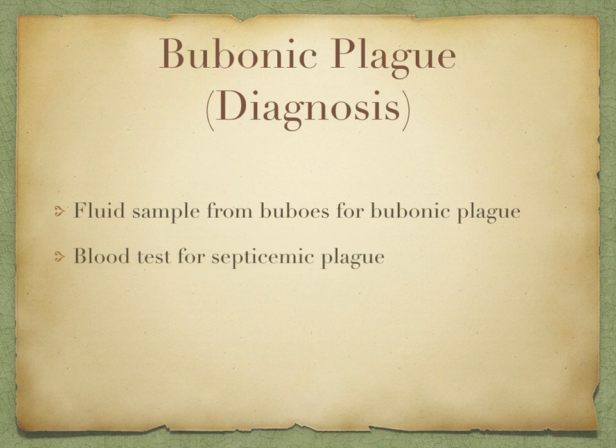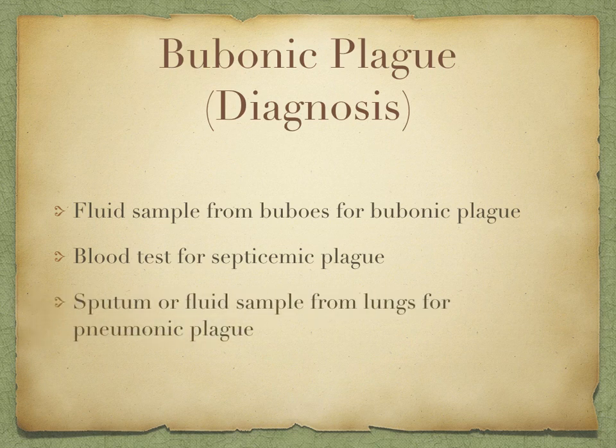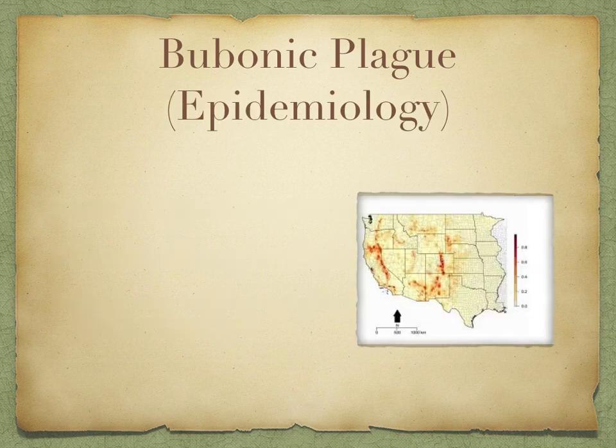There are multiple types of plague. There's septicemic plague, which you'd need a blood test to diagnose, and then there's sputum or a fluid sample from the lungs for pneumonic plague. This picture here, so I live in Denver, Colorado, and this picture shows a line right through sort of like the middle of Colorado, and it's basically just showing all like plague cases. We do have bubonic plague here in Colorado, and it's in a lot of the prairie dogs, so that's why I attached this picture.